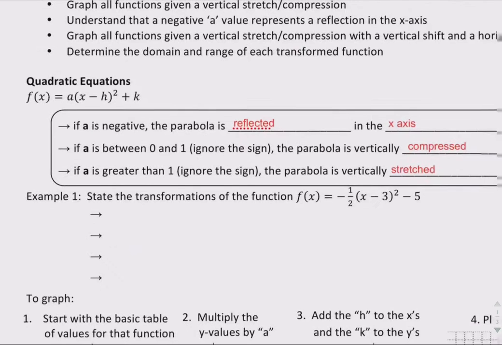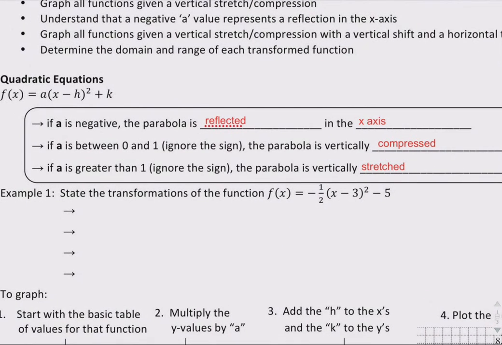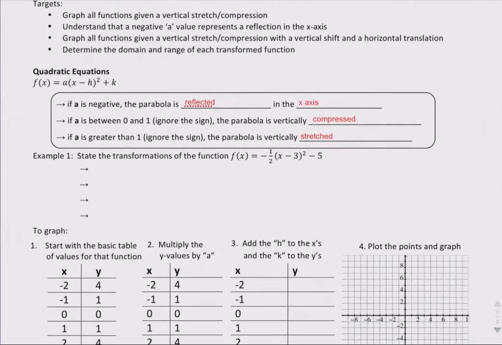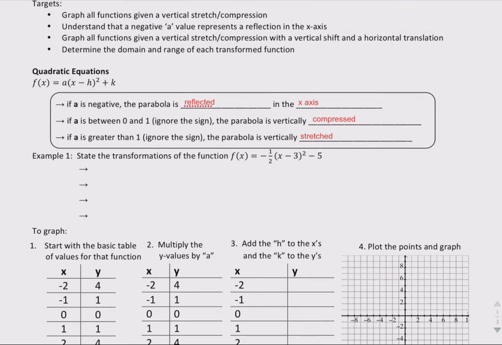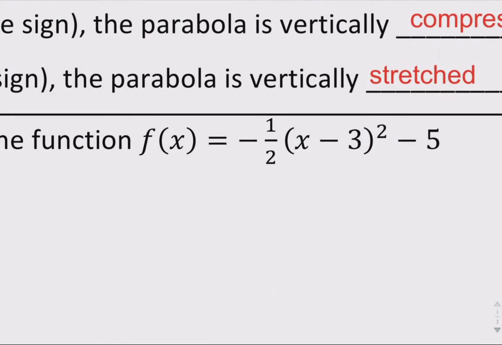Today we're looking at what the a value does, not just to the quadratic, but to the other basic functions which were introduced in lesson 2. Okay, so there's your table filled out. Let's take a look at something that we're familiar with. Okay, so we're looking at this function here. Reading the transformations from left to right, let's begin with what the negative does.